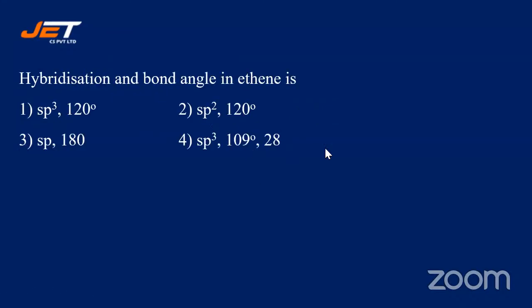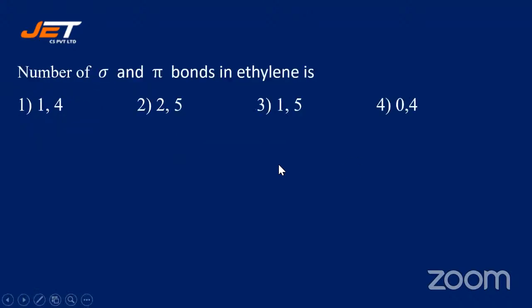Hybridization and bond angle in ethane, ethene, sorry. Hybridization and bond angle in ethene is? Few students are giving me the right answer. 10 seconds more. 5 seconds more. Yes, now let us go with the key. It is option 2, sp2, 120 degrees. Let us move to the next one.